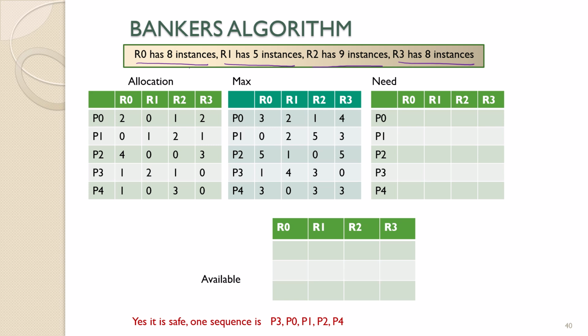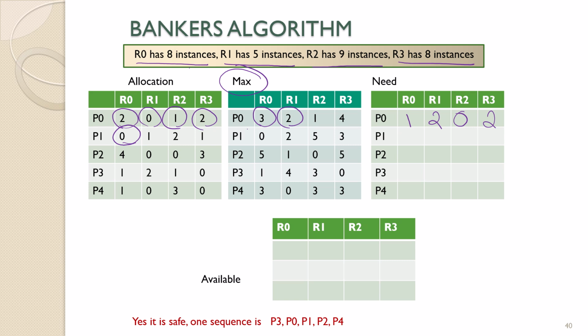So you say, okay, well, P0 has been allocated these resources. This is what they're going to need to complete their task. So you calculate the need matrix by subtracting the allocation from the max. So if P0 has been allocated 2 and needs 3, then this would be 1. 0 and needs 2, this would be 2. 1 and needs 1, this would be 0. 2 and needs 4, this would be 2.